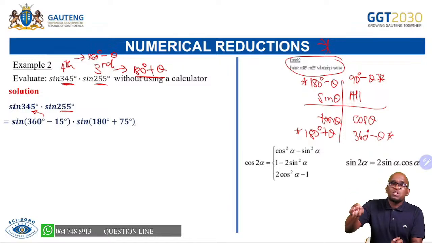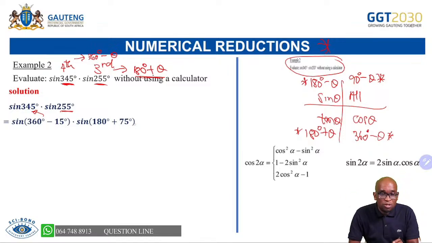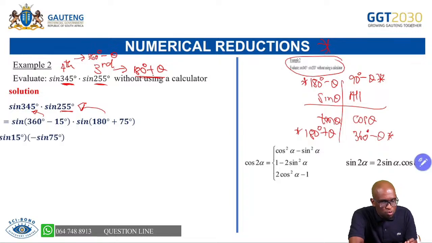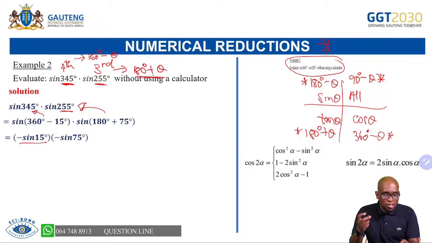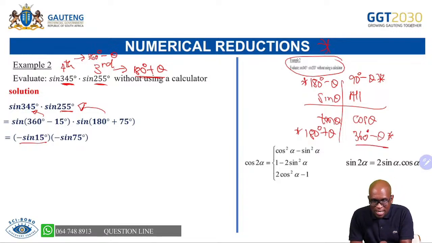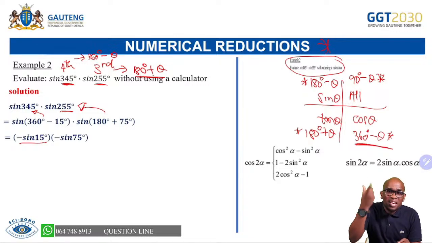So you need to add 75 to 180 to get 225. After having done that, we can see that we've written this as compound angles that can lead back to the values we had originally. Now we can apply our reduction formula here. If we reduce 360 minus, it reduces to minus sine 15, because 360 minus is in the fourth quadrant and sine is negative in the fourth quadrant, so we get minus sine 15.